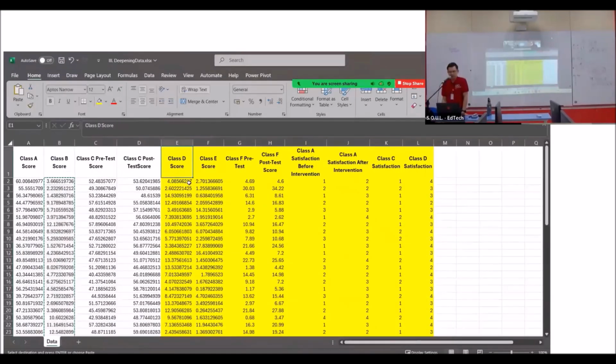Here. This is class. This should be class C. Or because we have pre-test. Or by doon na lang. Tama na. Class B and E. I'll just change this to B and E.